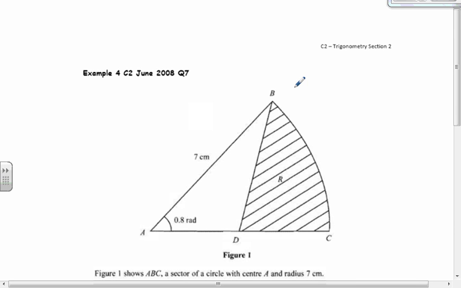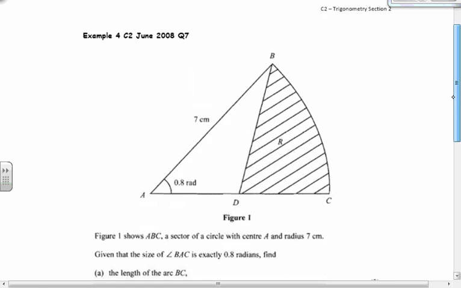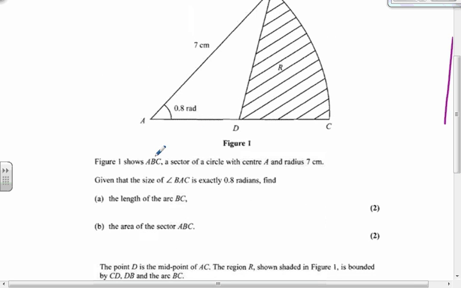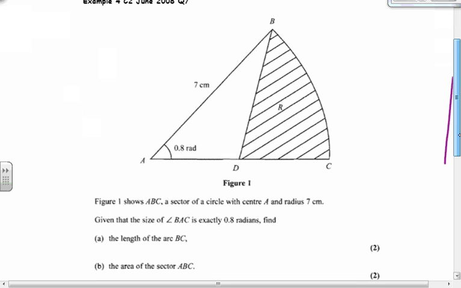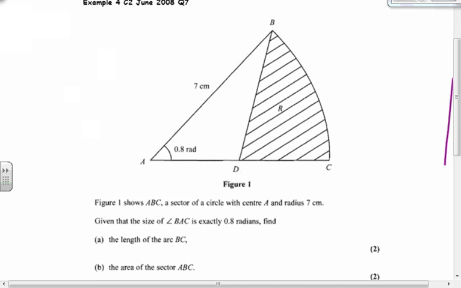C2, Trigonometry, Section 2, Example 4. So here we have a figure ABC, a sector of a circle with centre A and radius 7 centimetres. Given that the angle BAC is exactly 0.8 radians, find the length of the arc BC. So that's this length here.